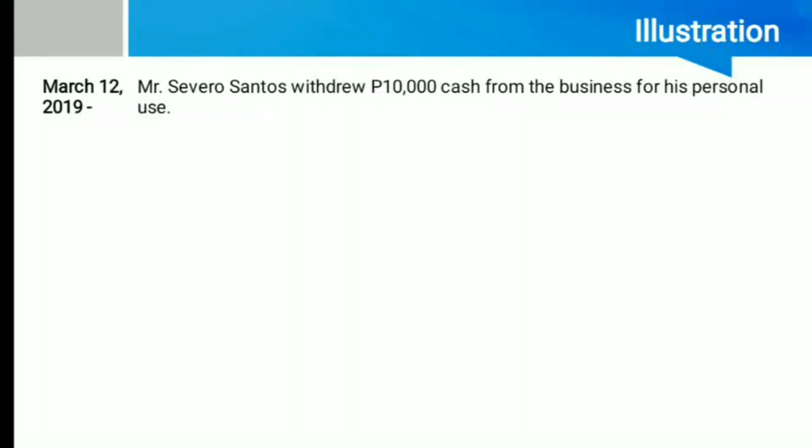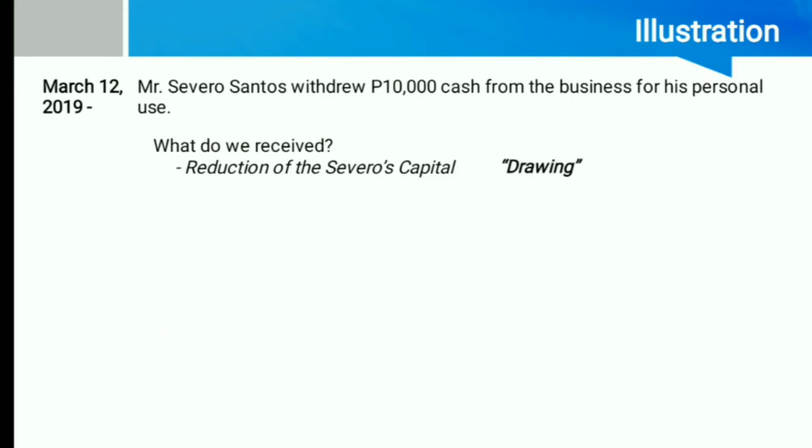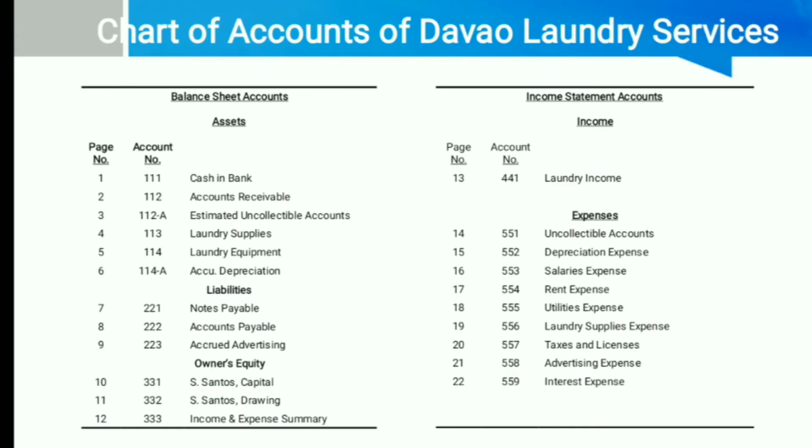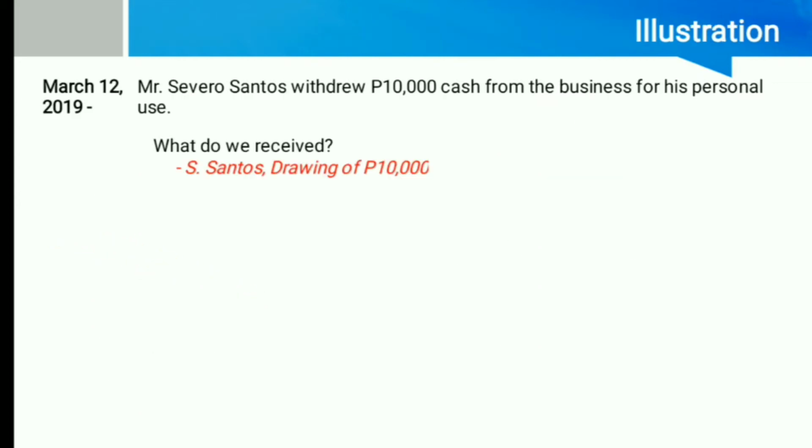Next transaction, on March 12, 2019, Mr. Severo Santos withdrew 10,000 pesos cash from the business for his personal use. Okay, so what do we receive in this transaction? It's the reduction of Severo's capital in the form of drawing or withdrawal. So here in the chart of accounts, we have this account title as Santos Drawing. So this is the appropriate account title to describe the withdrawal of Mr. Severo Santos of 10,000 pesos. So our debit entry would be Santos Drawing of 10,000 pesos.